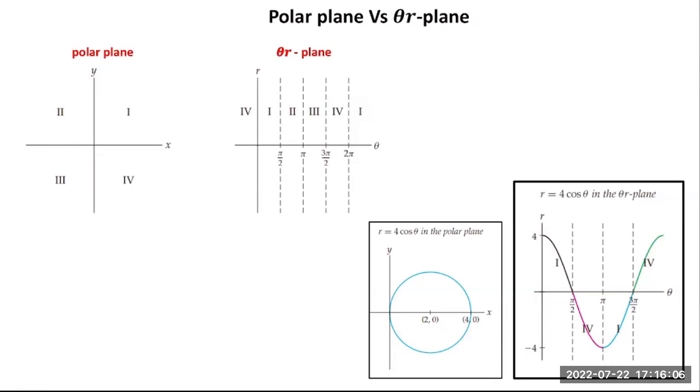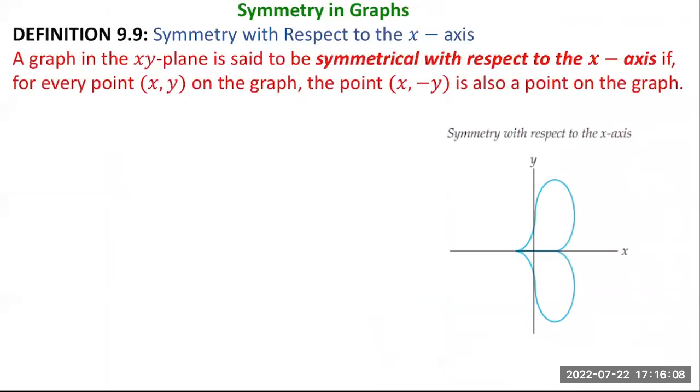Let's move on. Next, I want to talk about symmetry in graphs. Okay, so let's recall some of the material from our pre-calculus class. When do we say that a graph is symmetric with respect to the x-axis? Remember, a graph is symmetric with respect to the x-axis if for every point (x, y) on the graph, the point (x, -y) is also on the graph. What does that mean?